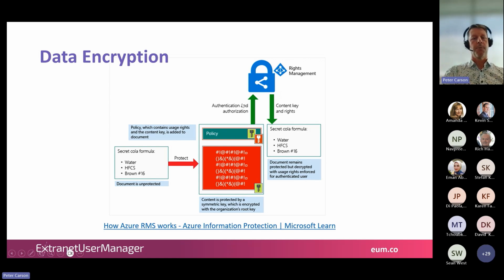You have to go through this authentication and authorization step where it gives you the content key back and lets you decode that document and see that document. So it remains protected. There's only certain things, as you define, that can be done with it. And you can actually do more than just encrypt it. You can put watermarks on it. You can put header and footer on it. Different things that you can do from a document manipulation point of view.